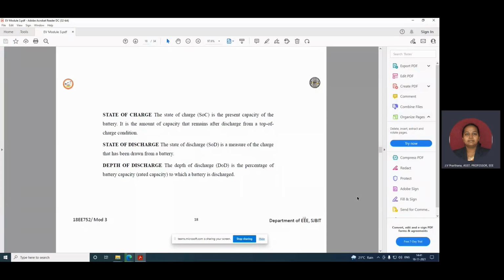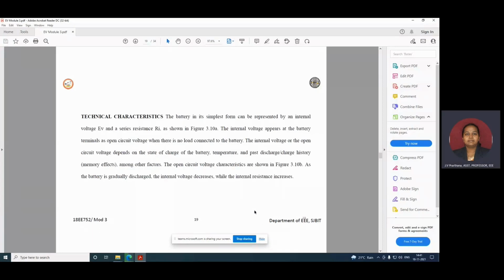Next is state of discharge of the battery. State of discharge, SOD, means the charge that has been drained from the battery. Depth of discharge, represented as DOD, is the percentage of battery capacity to which the battery is basically discharged. There are many other characteristics we'll see one by one.